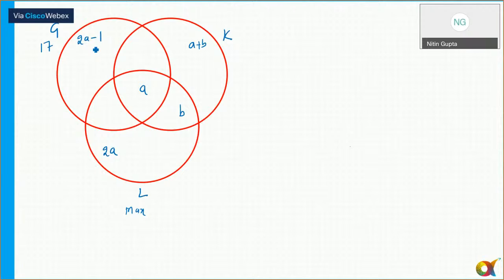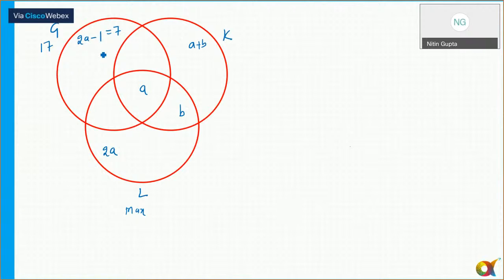Now this is the key. 10 students who enrolled in G. So out of 17 students who have enrolled in G, 10 have enrolled in more than one. So only G has to be equal to 7. All right. Only G has to be equal to 7 here. So if only G is equal to 7, from here I'll get the value of A, which is equal to 4. Okay. A is equal to 4.